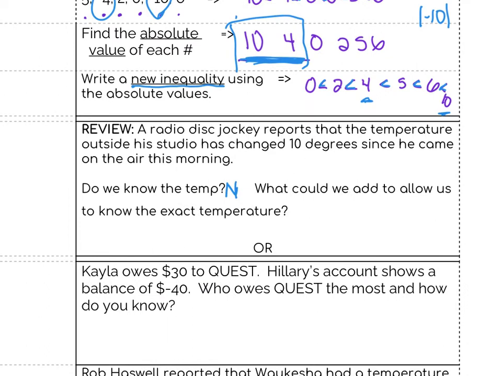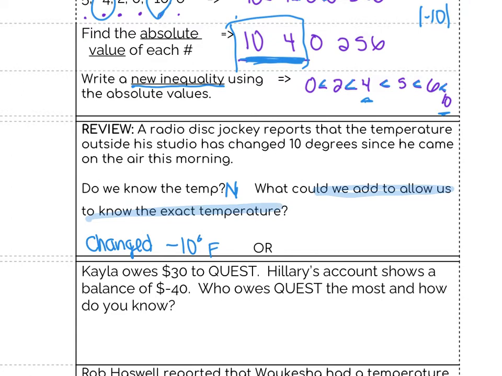All right, this one. A radio disc jockey reports that the temperature outside his studio has changed 10 degrees since he came on the air this morning. Do we know the temperature? No, it just says it changed 10 degrees. But we don't know which direction it changed in. It could be a positive change or a negative change. So what could we add to allow us to know the exact temperature? We could either say has changed a negative 10 degrees Fahrenheit. I'm going to add that Fahrenheit in there.